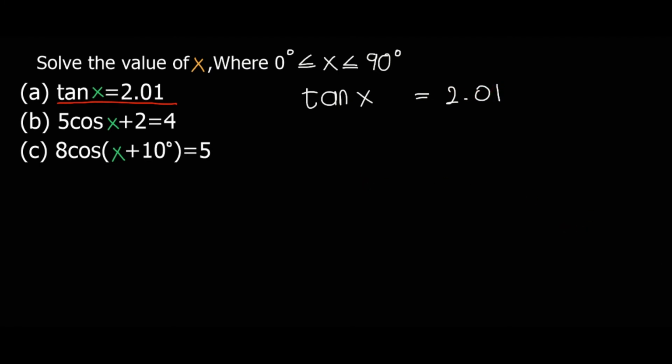Because this question is solved for x, we're going to remove this tan. Remember, in trig we solve the equations, it's impossible to divide the term. This one and this one will cancel. So this is not possible.